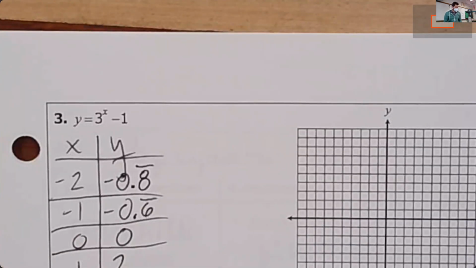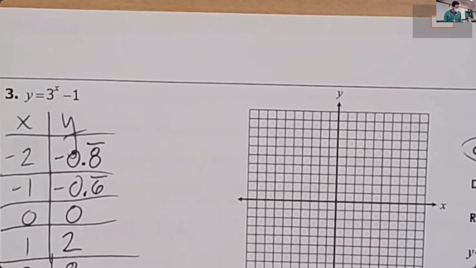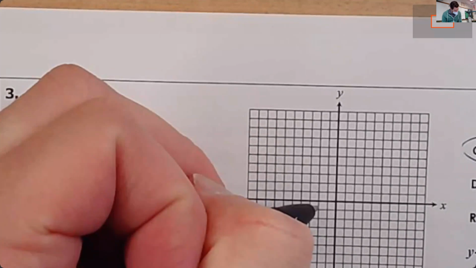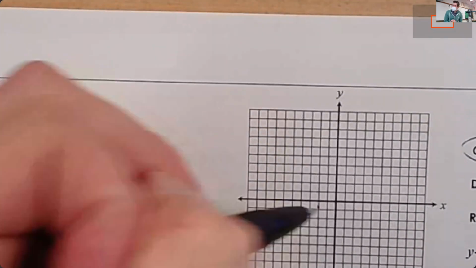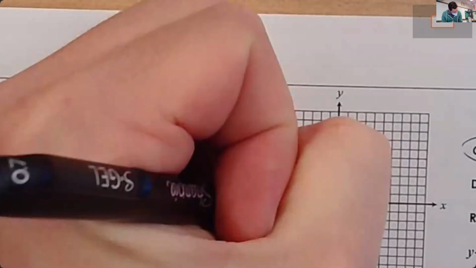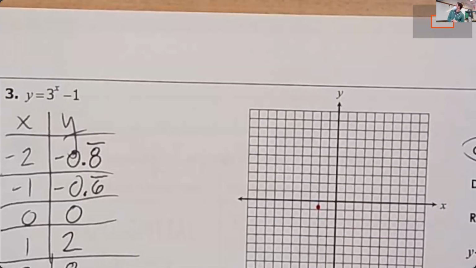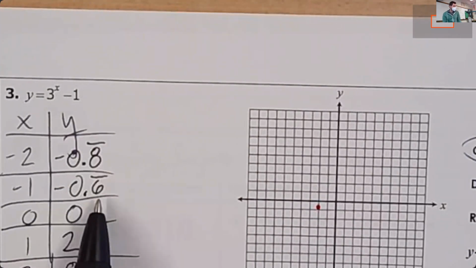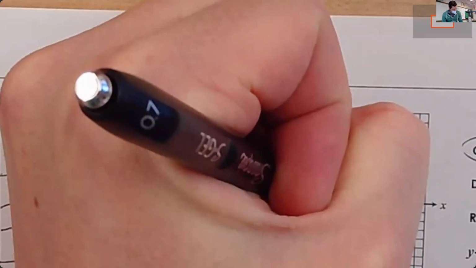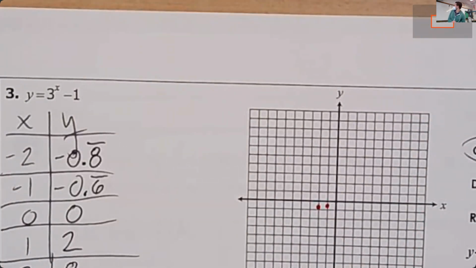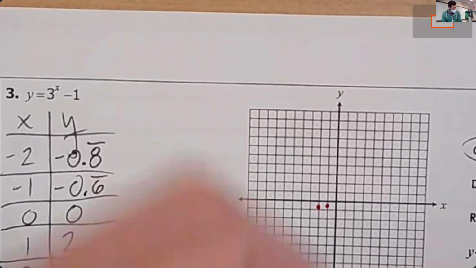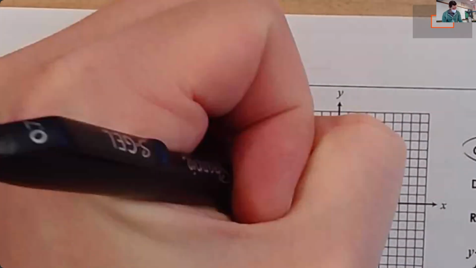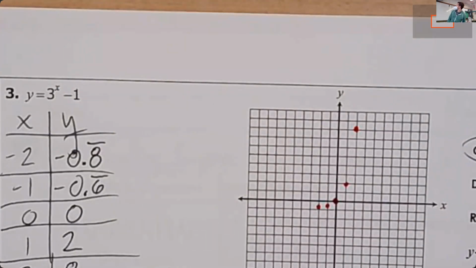So we'll go ahead and graph those. So -2, -0.8 repeated, that's almost -1. So put a dot right there. So that's our first point there, -2, -0.8. Then -1, -0.6, that's about halfway in between 0 and -1, a little bit more than that. So as best as you can, a little bit more than halfway in between 0 and -1. And then we've got the point 0, 0, and then 1, 2, and then 2, 8. So those are the points that we're looking at right there.